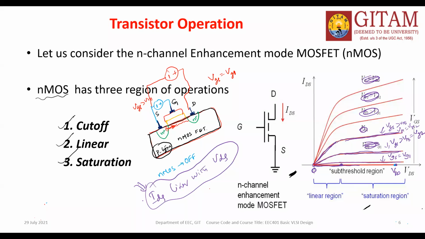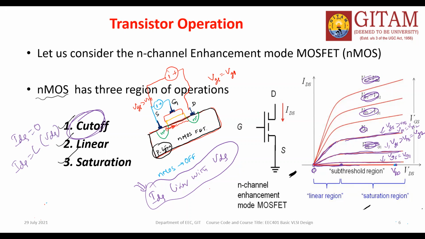For example, if the gate potential is not sufficient, that means it's less than the threshold voltage, what will happen? Even if you apply any value of VDS, the carriers are not able to move from source to drain. That means there is no current in that device. That is called the cutoff region. In this cutoff region, the IDS value is equal to 0. In the linear region, the IDS value has a linear relation with the VDS value. That's what you have to remember.